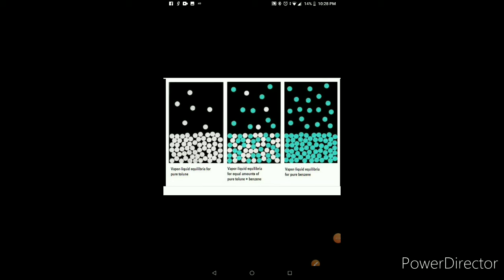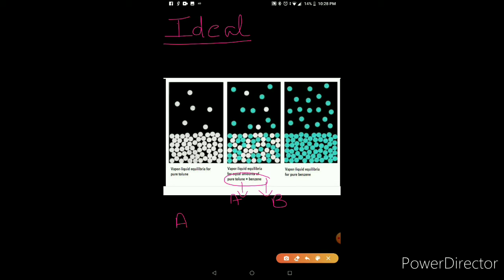Moreover, Raoult's law is applicable only to those solutions which are ideal in nature. What is the meaning of an ideal solution? A solution of toluene and benzene in vapor liquid equilibrium is ideal because, let me assume toluene is the A component and benzene is the B component, the AA interaction before mixing and the BB interaction before mixing is equal to the AB interaction after mixing. That means whatever bond strength was present in AA or BB, similar bond strength is present now between AB. That is rule number 1.